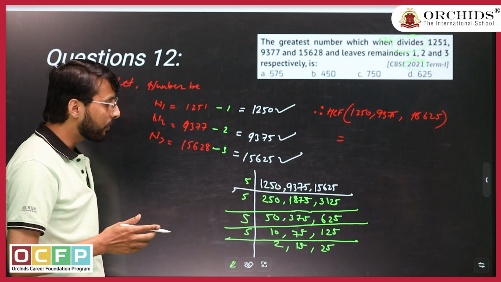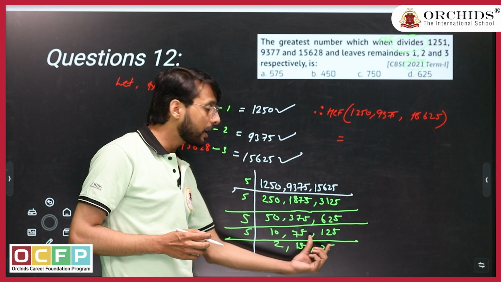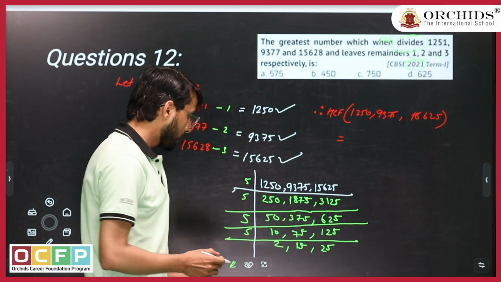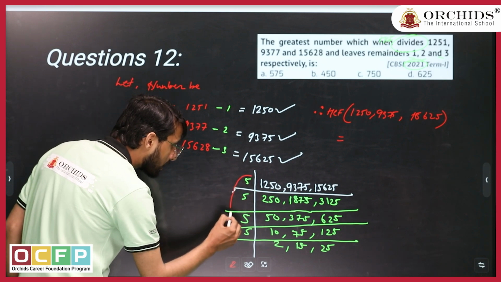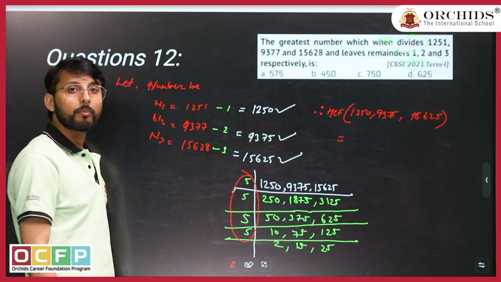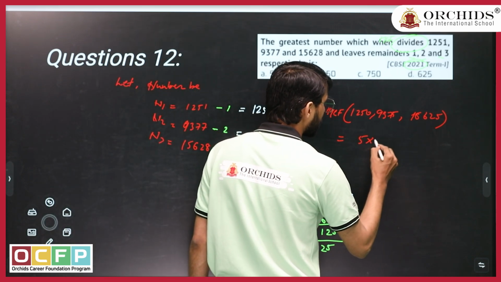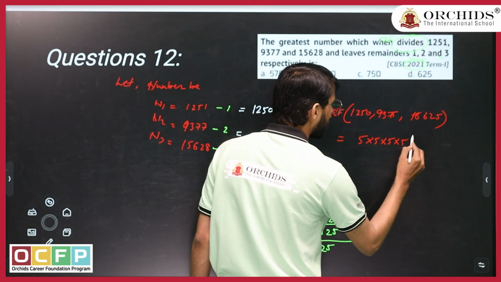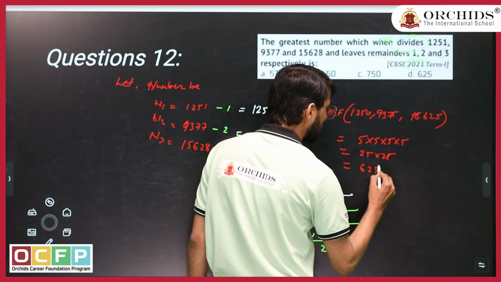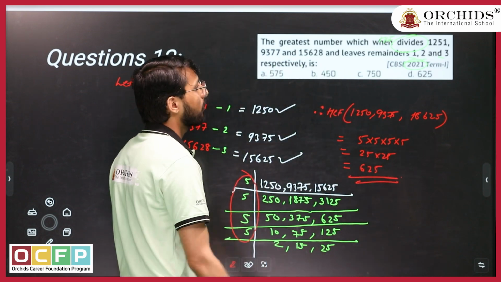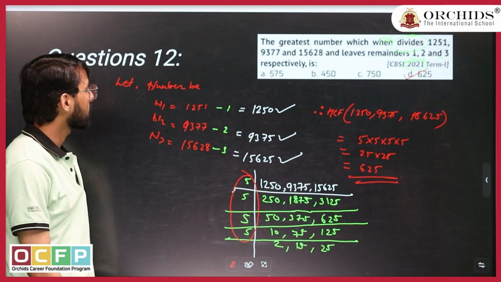Now 2, 15 and 25. No such number exists in whose table 2, 15 and 25 all three come together. It means we have to stop here, and whatever our divisors are, their product will become our HCF. So HCF is 5 cross 5 cross 5 cross 5, which is 25 cross 25, which is nothing but 625. So this is the HCF, which is option D. So this was the 1 marker question which they have asked.